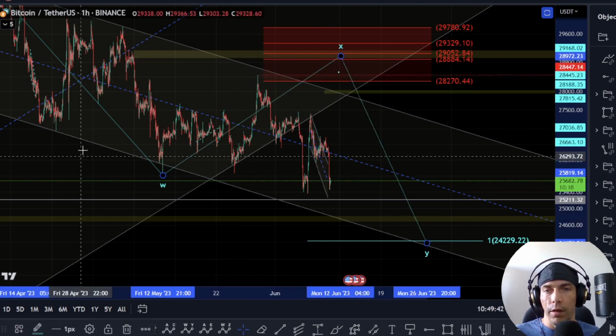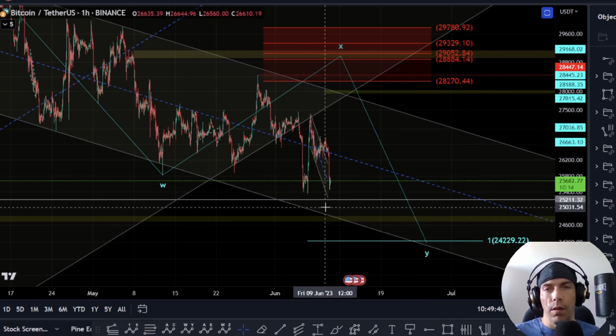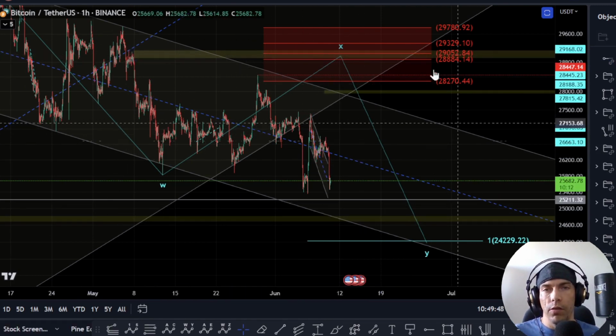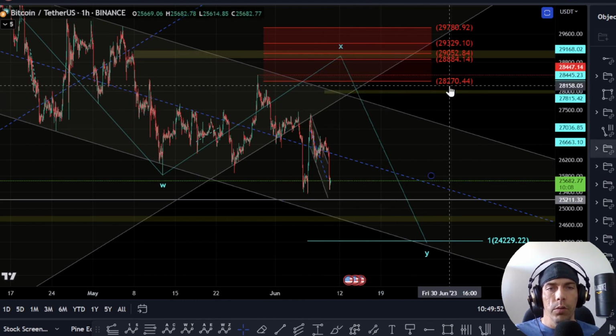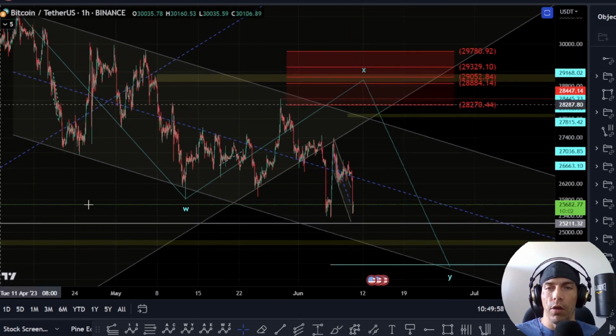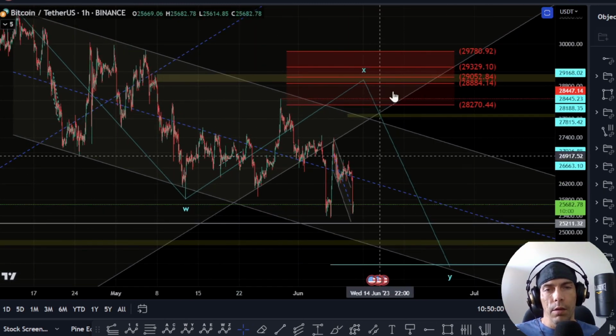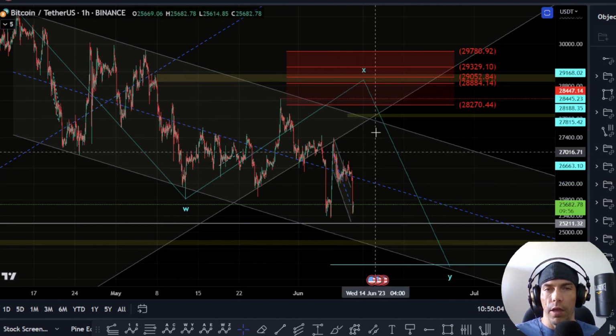Alternatively, the X wave could still actually be in play. This is not invalidated as of yet, so we need to just keep an eye on this, so that if we do see a bigger move to the upside here, we could actually still be within this X wave. Now, the typical zone we'd be looking for this would actually be between this 28,270 to this 29,780 region. So we need to be aware there is still that potential that we could get something like a flat here. So we just need to be cautious of that idea.